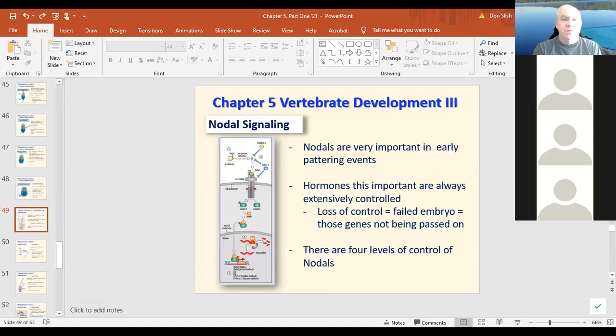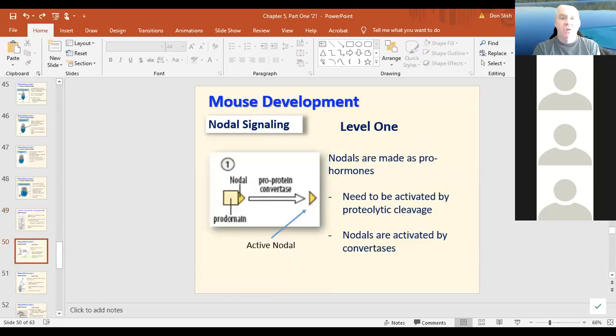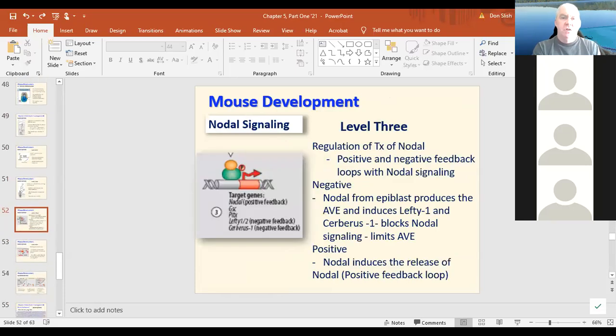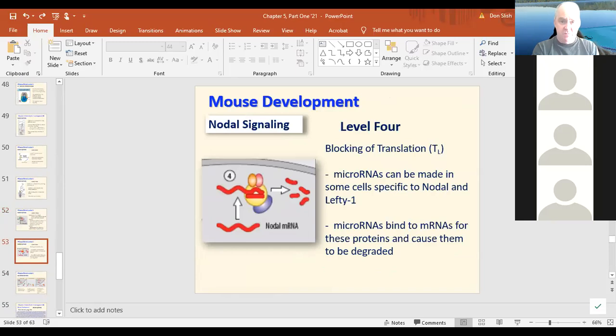And then just to review this, we've got several different levels that Nodal can be controlled at. One is at the convertase step, the enzyme proteolyzing to release the active form of it. Our hormone blockers, transcriptional regulation, and then microRNA regulation.